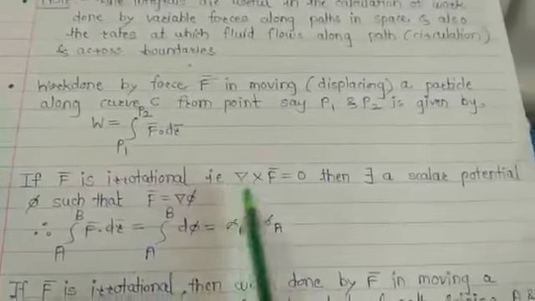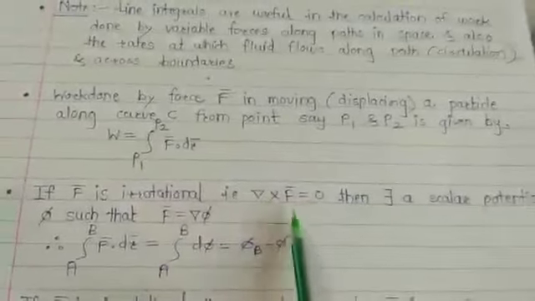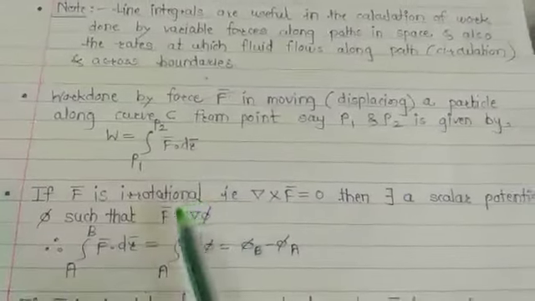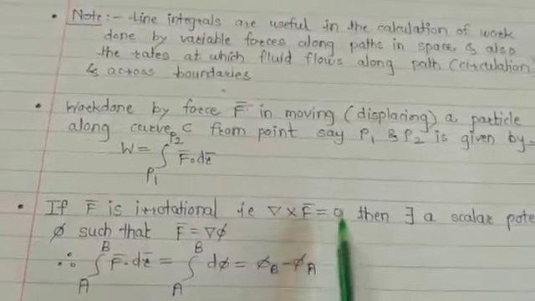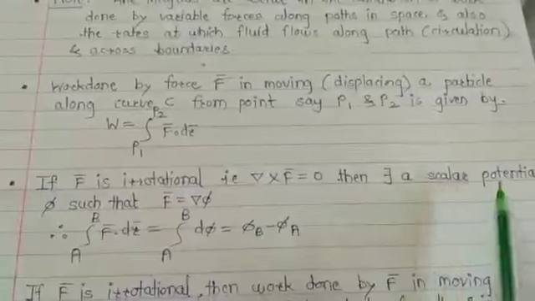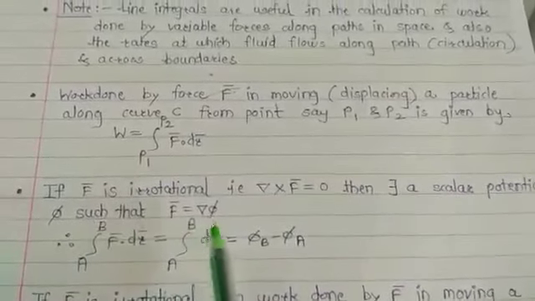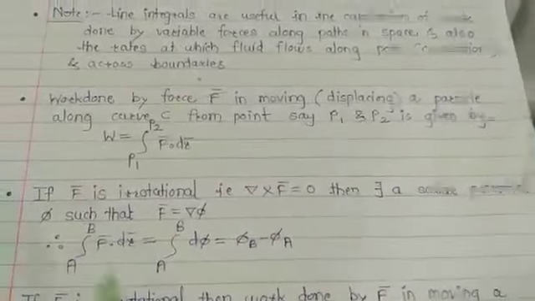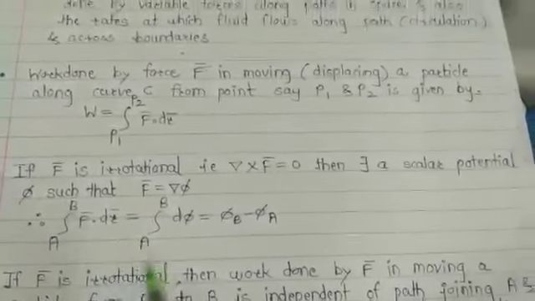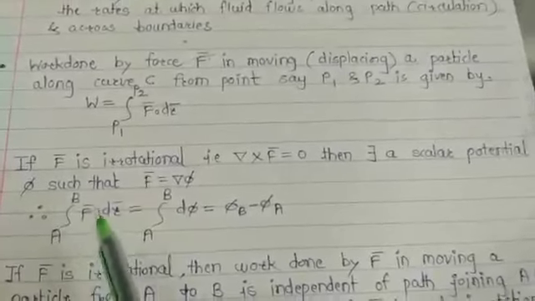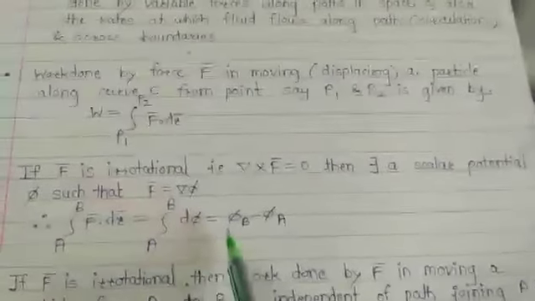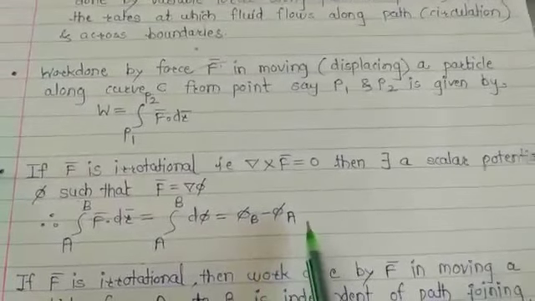We can check whether del cross f bar is equal to 0 or not. And suppose the corresponding vector field is irrotational, meaning del cross f bar we are getting 0, then there exists a scalar potential phi such that f bar is del phi. So in that case, work done can be calculated using this formula, that is integration a to b f bar dot dr bar equal to integration a to b d phi, that is phi b minus phi a.